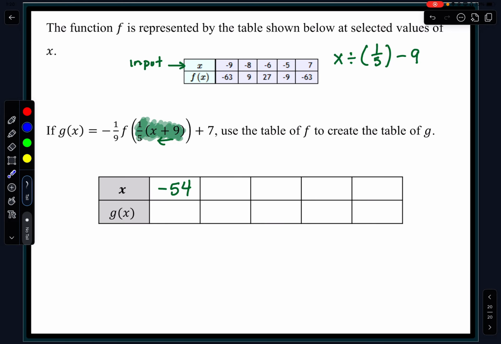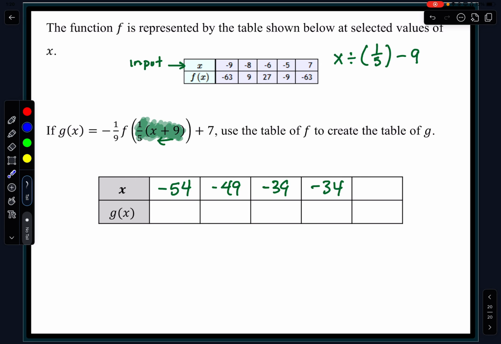Now we do the same thing with negative 8. Negative 8 divided by a positive number, that's negative. Negative 8 divided by 1 over 5, that's negative 40. And then minus 9, negative 49. Negative 6 divided by 1 over 5, that's negative 30. Minus 9, that's negative 39. Negative 5 divided by 1 over 5, that's negative 25. Minus 9, that's negative 34.